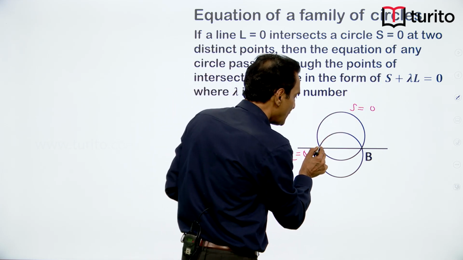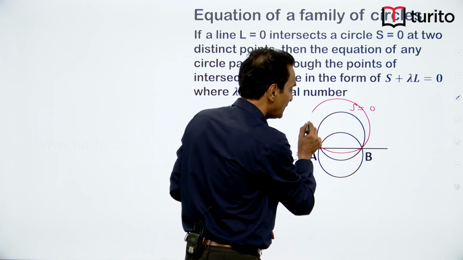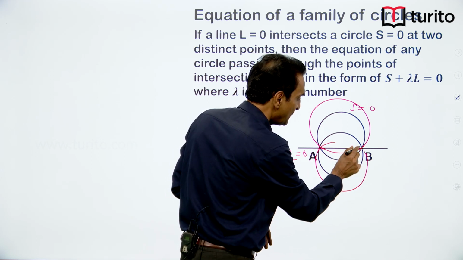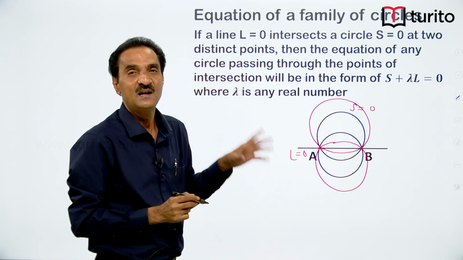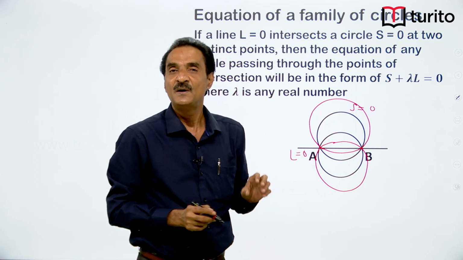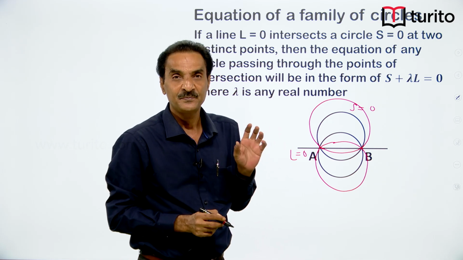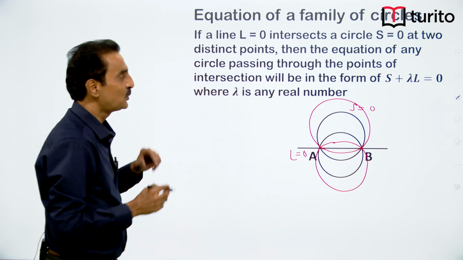Then you can draw many circles passing through the intersection points, but the equation of any such circle must be in this form, where lambda is a parameter, it is any real number. Okay. But how? Let us prove it.